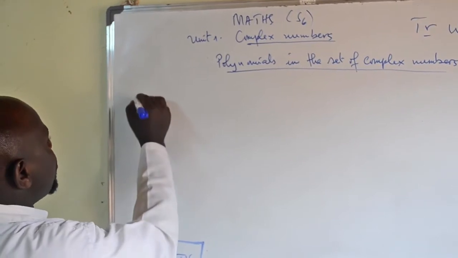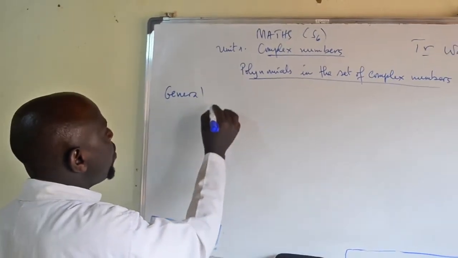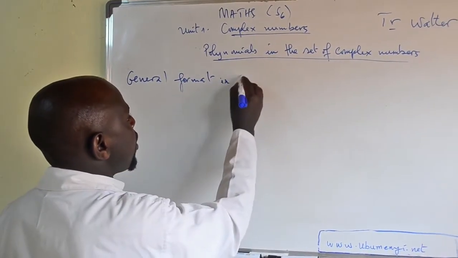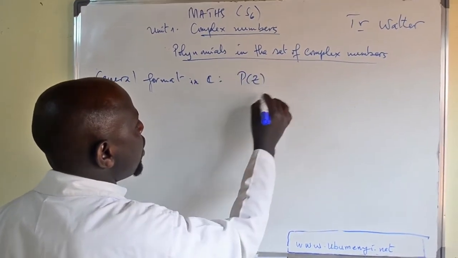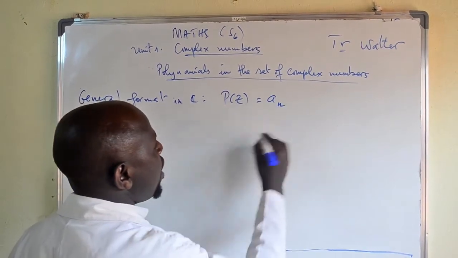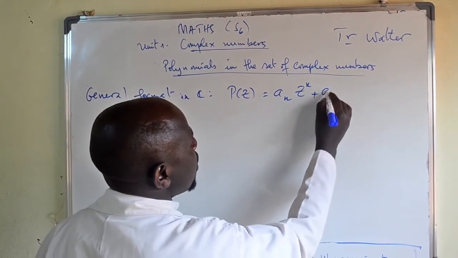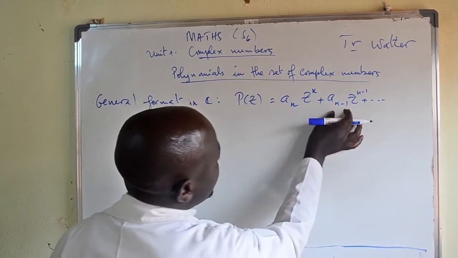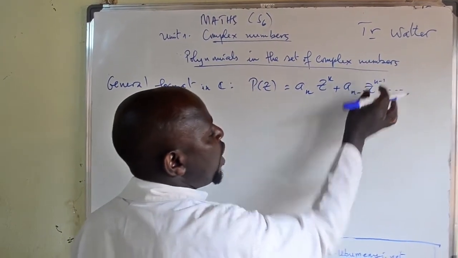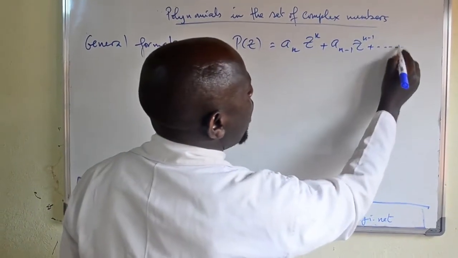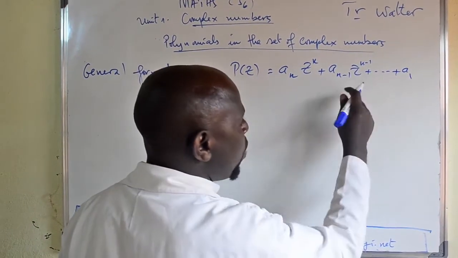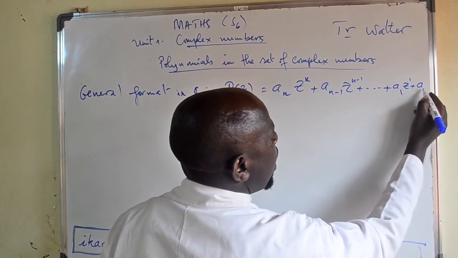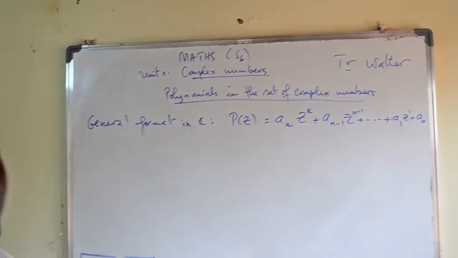So here, students, we shall have the general format of a polynomial in C. This will be of the form P of z equals a_n z power n plus a_(n-1) z power n minus 1, and we go on decreasingly, the power decreasing on both the coefficient and the unknown or variable z, until we reach a_1 z power 1 plus finally a_0 z power 0, which will always be equal to 1.